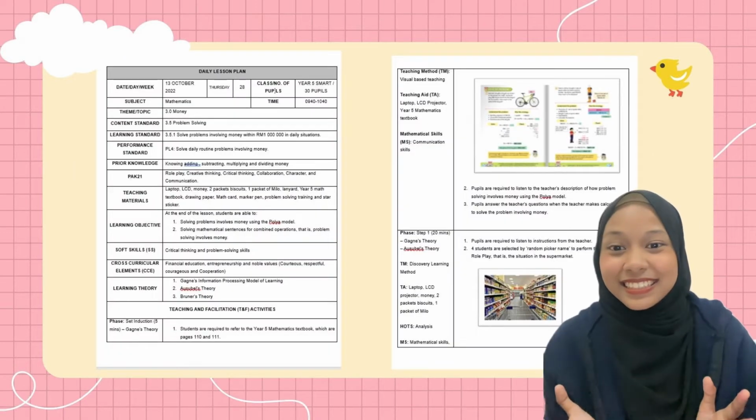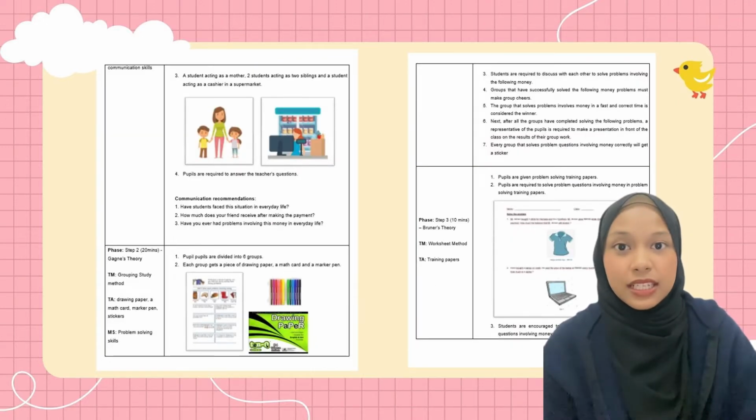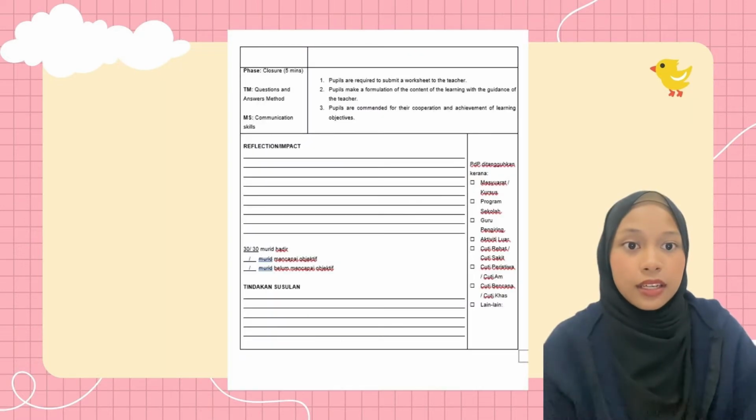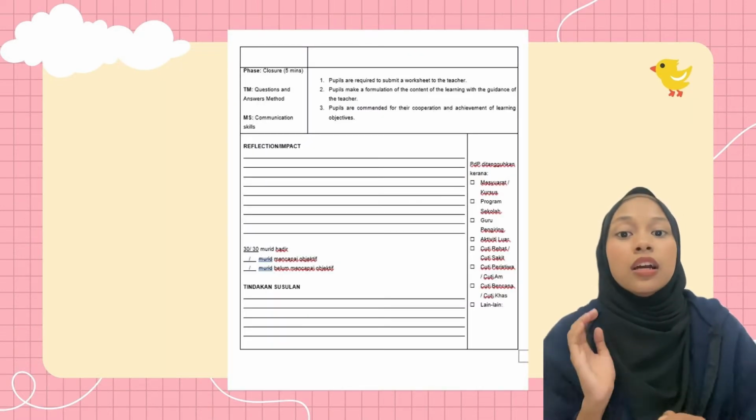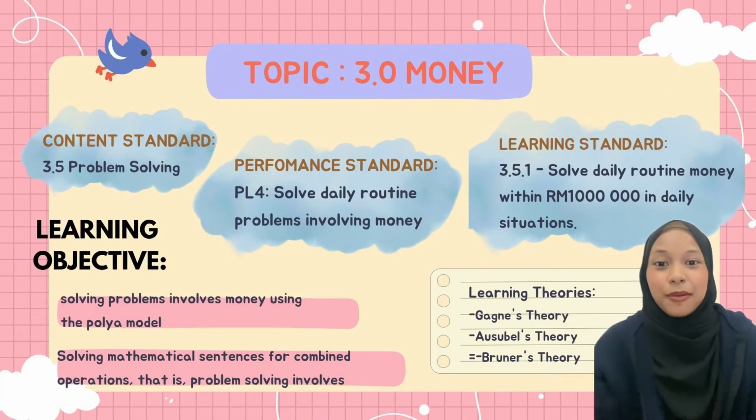So here is my example of a daily lesson plan that I have created before the class. This is for Year 5 Smart, and I have created a few activities to do in my class. Today, I'm going to teach my students topic 3, which is money. The content standard is 3.5, which is problem solving. The performance standard is PL4, which is to solve daily routine problems involving money. And the learning standard is 3.5.1, which is to solve daily routine money problems within 1 million in daily situations.